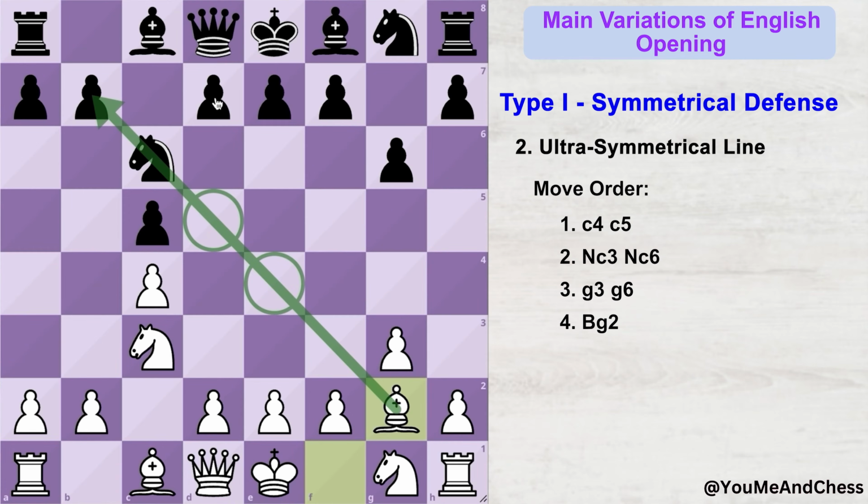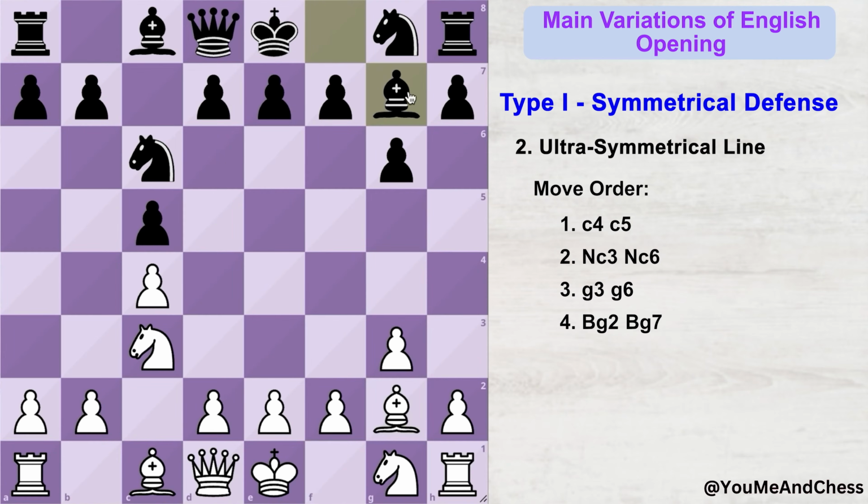and also discouraging black to play d5 and fight for the center. Black now replies with bishop g7 with the same idea that he's now taking control of the dark squares on these diagonals, mainly focusing on these two center squares, and also discouraging white to play d4 and fight for the center. Now it is observed that this kind of a setup usually leads to a very slow game.